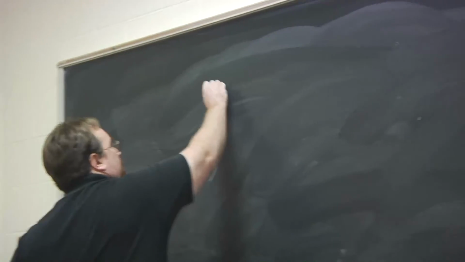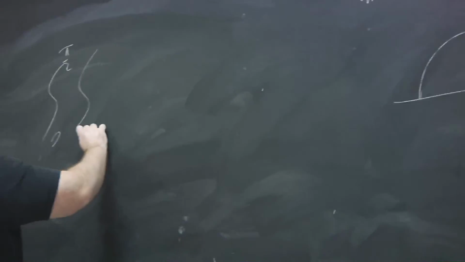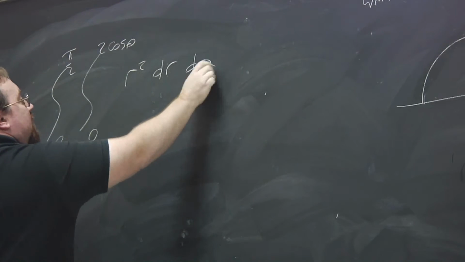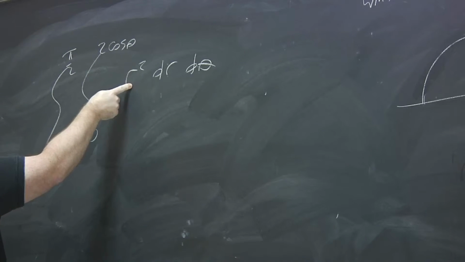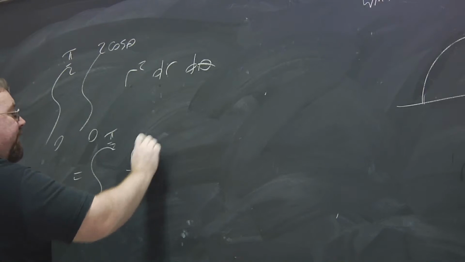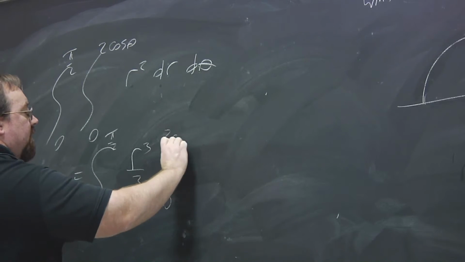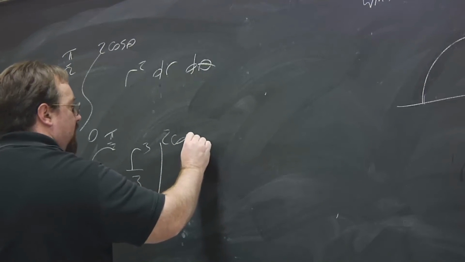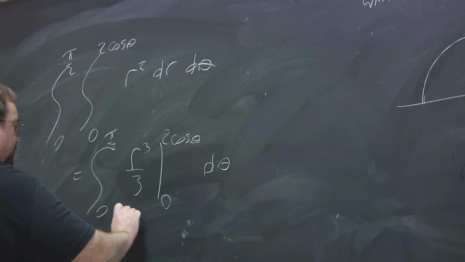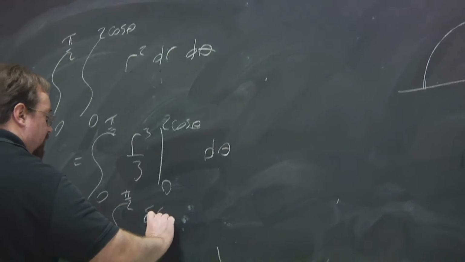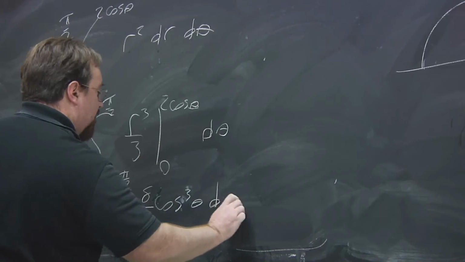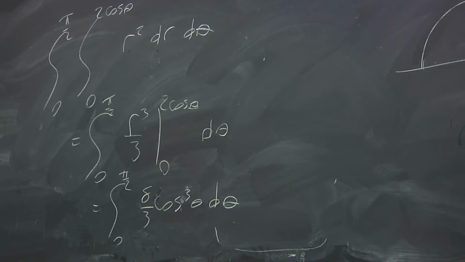So we have the integral from 0 to pi over 2, 0 to 2 cosine theta, of r squared dr d theta. I integrate this with respect to r, and we get r cubed over 3 evaluated at 0 and 2 cosine theta, d theta. So we get the integral from 0 to pi over 2 of 8/3 cosine cubed theta d theta. So now that is what you need to integrate.